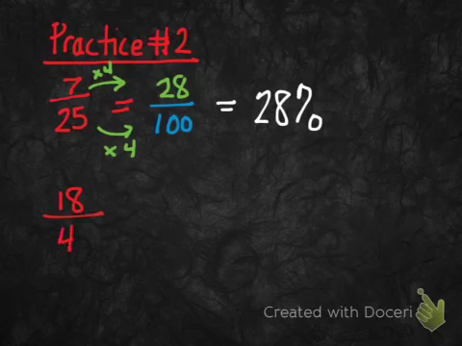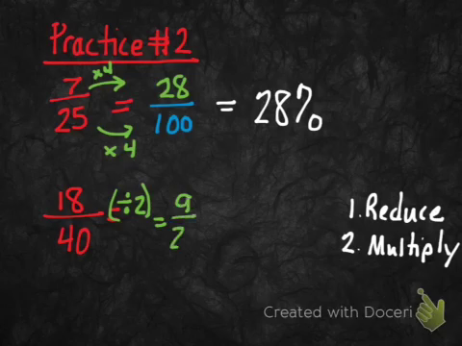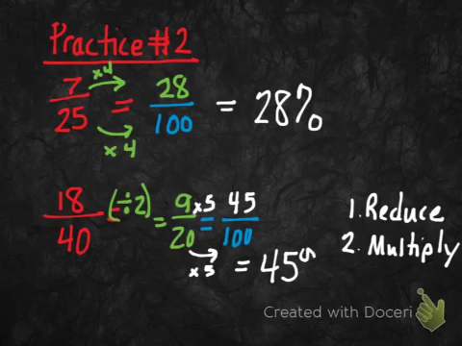All right, what if it's something like this? Ooh, 40 doesn't go into 100 evenly. How do we do that? In this case, what you want to try to do is, step 1, try to reduce the fraction or simplify it, and then multiply to get 100. So what goes into both 18 and 40? Yeah, 2. They're both even, so you can divide by 2. So 18 divided by 2 is 9. 40 divided by 2 is 20. Now, 20 goes into 100 evenly, so this will work. By timesing by 5, and that gives me 45 hundredths or 45%.